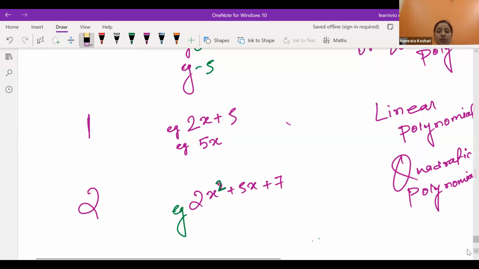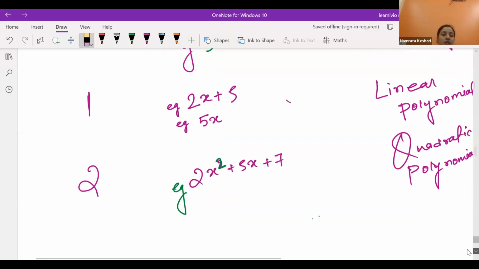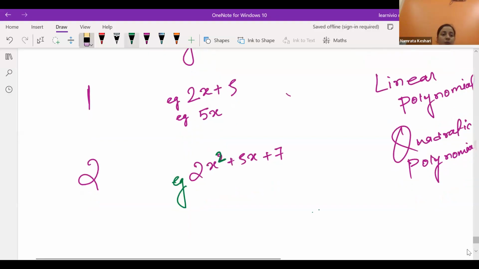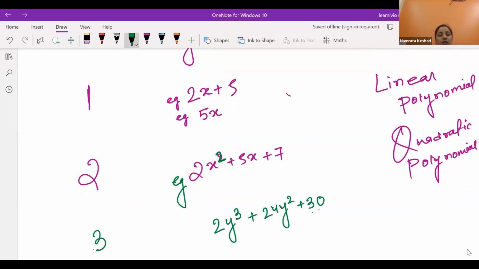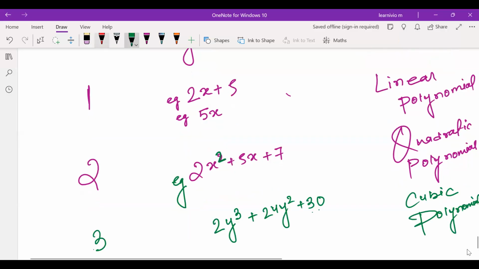Now, the last one, when the degree of the polynomial is 3, for example, our polynomial may look like 2y to the power 3 plus 24y square plus 30. Degree is 3. Hence, the name is cubic polynomial. Cubic. This much we need to keep in mind. Clear? Yes, ma'am. Okay, let's continue.